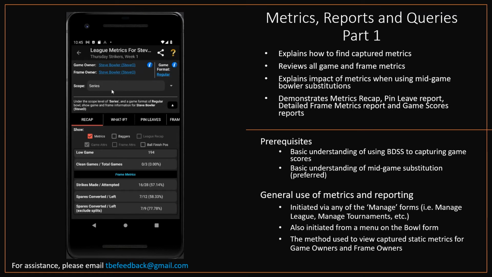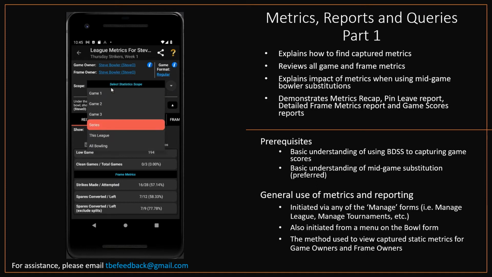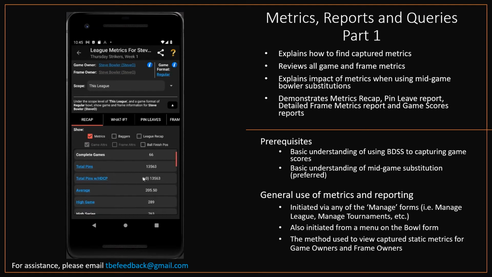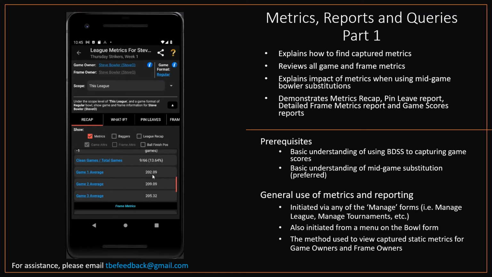Okay, and as you see, if I change the scope, the metrics will change. So for example, let's change the scope to league, and you will see metrics for the entire league. As an example, 9 clean games out of a total of 66. In addition, and this feature is only available for league bowling when scope is this league, many of the metrics can be trended with a graph. Any of the metrics showing a blue link can be clicked to see a trend.